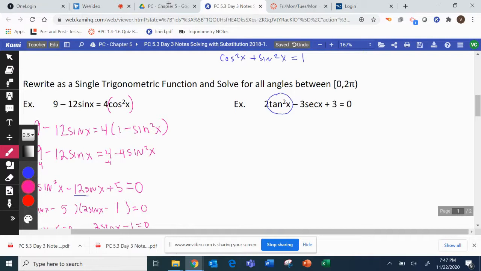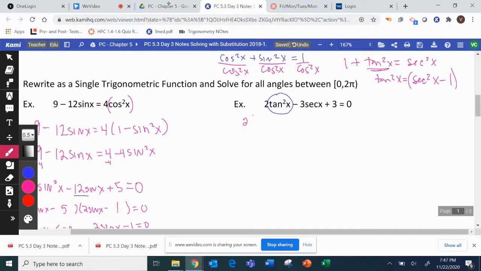Well, since this one is tangent, I know that is sine over cosine. I'm going to divide by cosine so that I will end up having a sine over cosine in my equation here. So that gives me 1 plus tangent squared x equals secant squared. And if I solve that for tangent squared, then I get secant squared x minus 1. So this is what tangent squared equals.